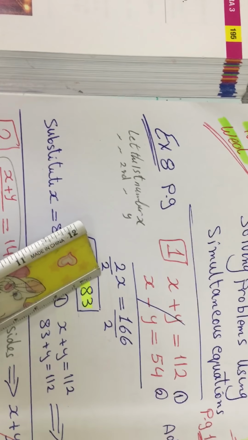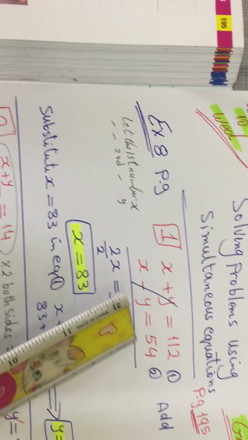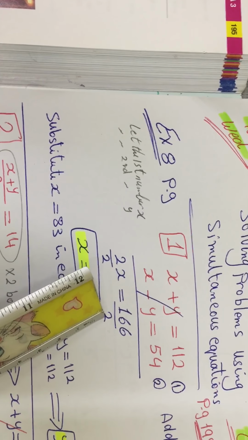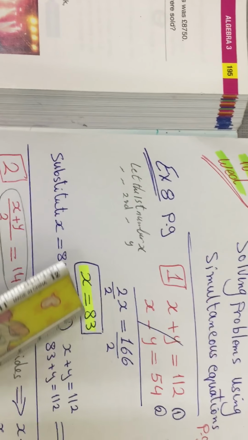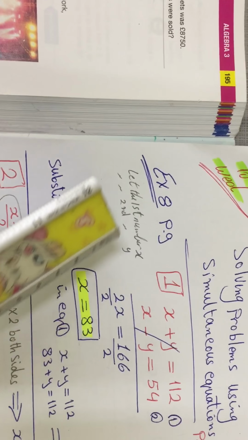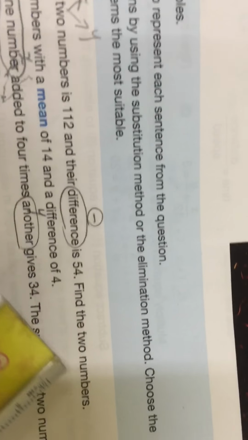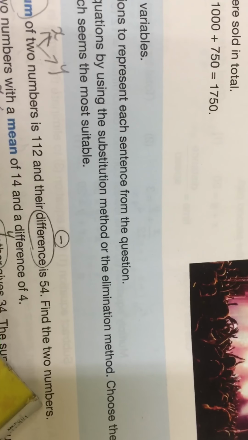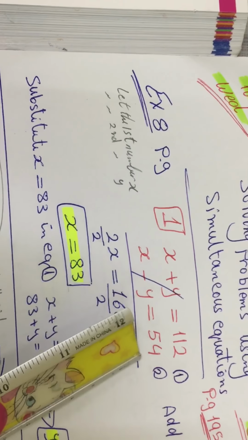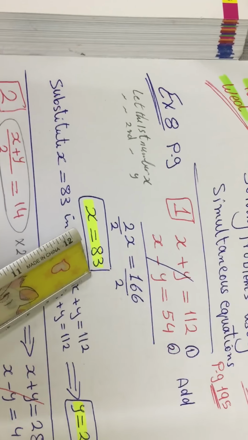x plus x equals 2x. y and minus y cancel, giving me 0. 112 plus 54 equals 166. Now to get just one x, I'll divide both sides by 2. So x equals 83. Don't forget that you let the first number be x, and the problem asked you to find the two numbers. So it asked to find the value of x and the value of y. After writing the equations and solving them by elimination, I get x equals 83.